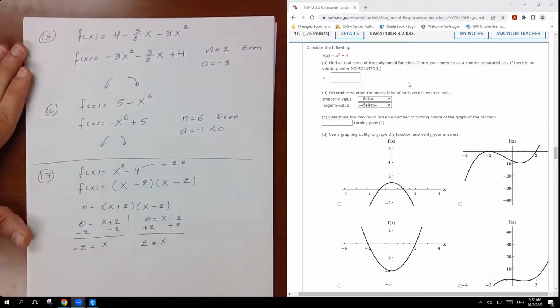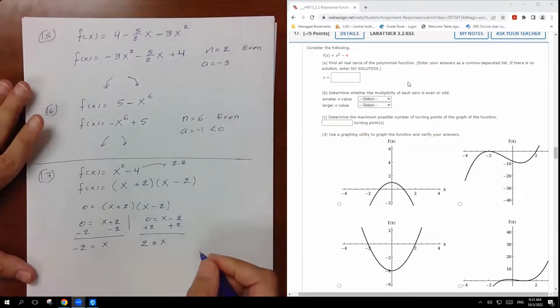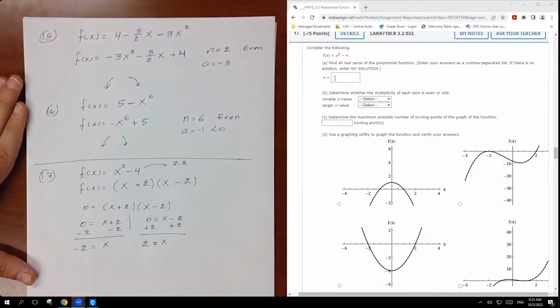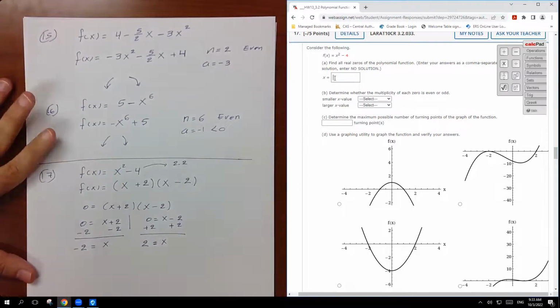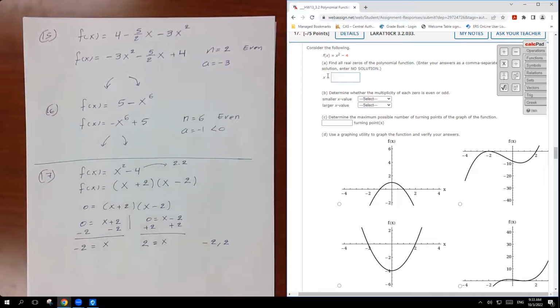So here are the zeros. They already typed x here, so again, do not type x again. You're just going to say -2, comma 2. That means I'm going to plug in here -2, comma 2. This is the first option.